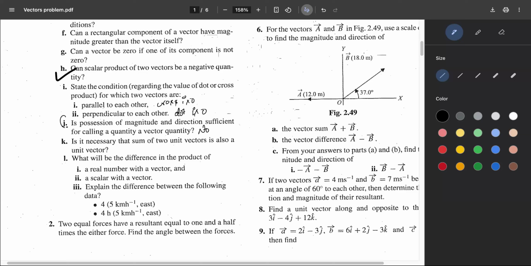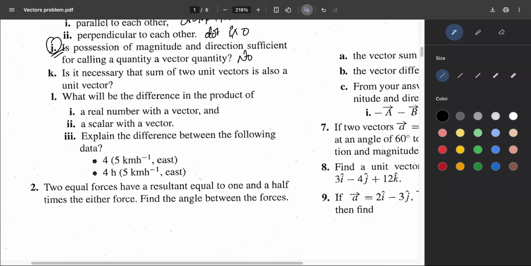Did you understand the J part? It's a bit of a theoretical topic. Yes, fine. Okay, let's move to the next.